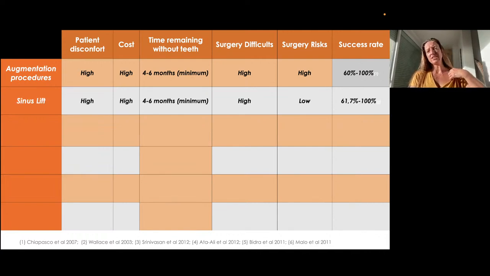We also have the sinus lift procedure, where the patient discomfort is higher because it will involve 2 surgeries. The costs are also higher, and the patient will remain without fixed teeth for at least 4 to 6 months. Surgery difficulties are also higher, and surgery risks in terms of a normal sinus lift are, of course, low. The success rates are also very variable. According to Wallace, it depends. It has very many factors, and it ranges between 61.7% and 100%.